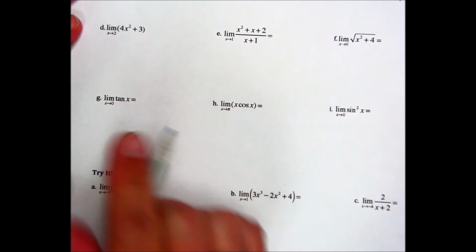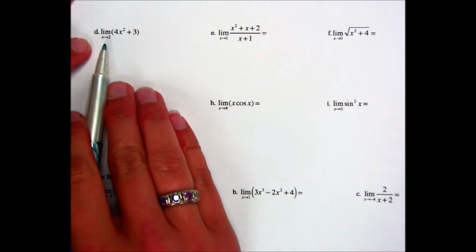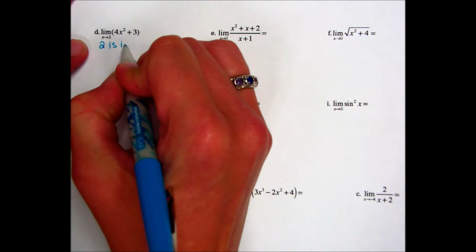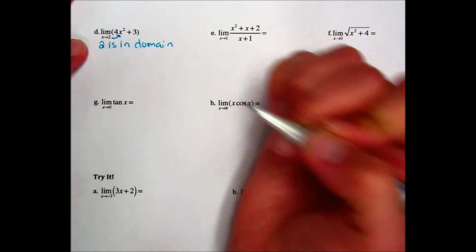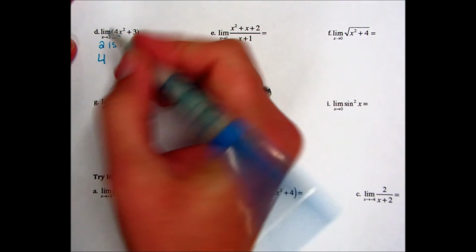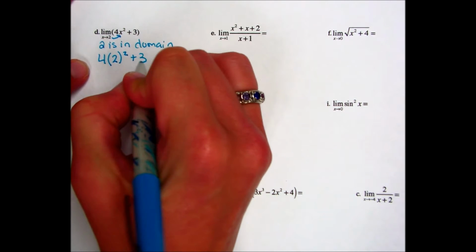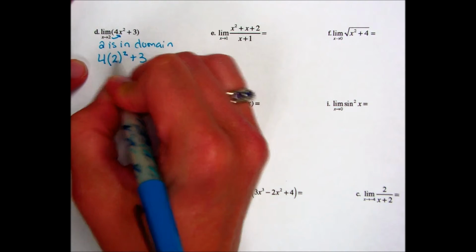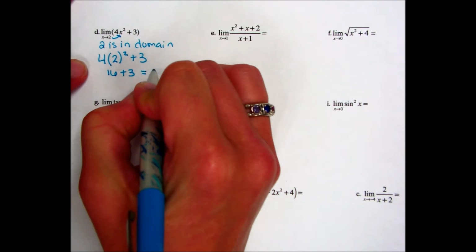Okay, let's try the limit of 4x squared plus 3 as x goes to 2. 2 is in the domain, so I'm good to go. So I just take it, plug it into the function, and then evaluate. 4 times 2 squared plus 3. You get 2 squared first, which is 4. 4 times 4 is 16. 16 plus 3 is 19.